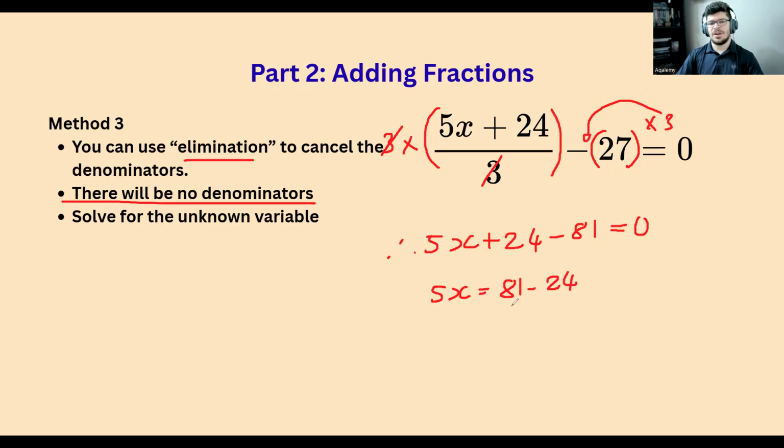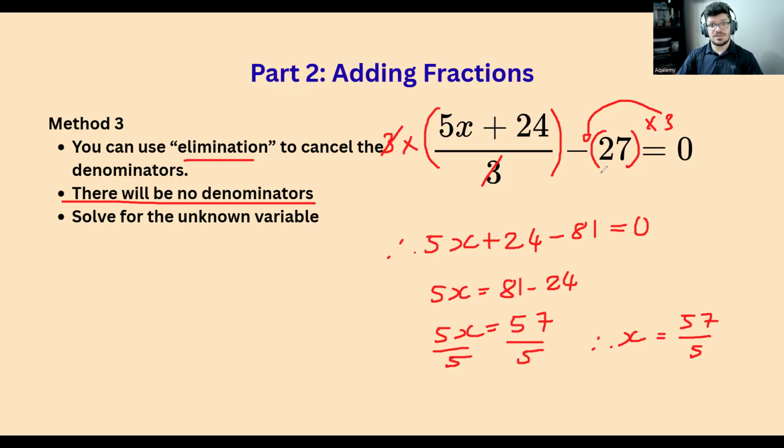Now in this situation, we just simplify further. 5x. 81 minus 24 should give us 57. 80 minus 20 is 60, minus 4 is 56... sorry, 57. Divided by 5, divided by 5. Your final answer for x is equal to 57 over 5. We cannot further simplify this. So it's a very useful method.